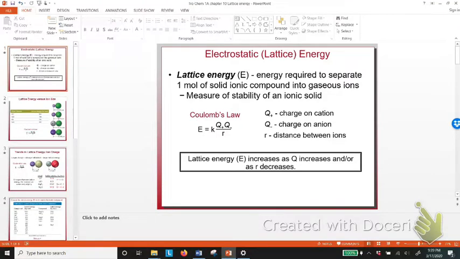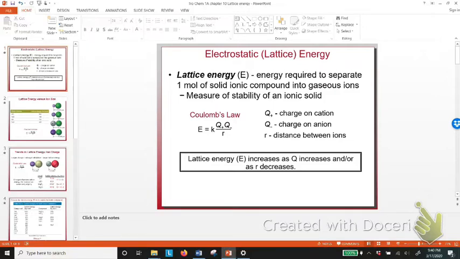In this video, you're going to learn about lattice energy. We're going to learn about it both conceptually and mathematically. So first of all, what is lattice energy? Lattice energy is the amount of energy you need to separate 1 mole of a solid compound, specifically an ionic compound, into its ions. Now, the gaseous part we'll get into when we get into the actual calculations.